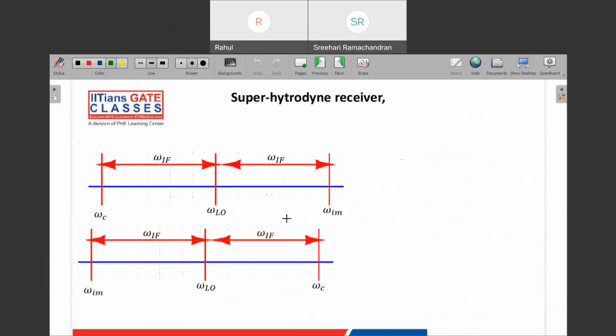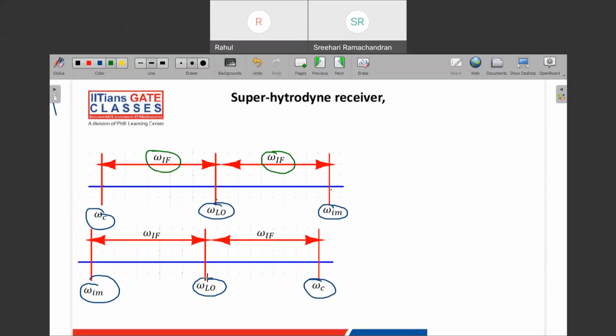So here it is just a graphical representation of the image, the LO, and our RF signal, the signal that we want to receive. There are two scenarios here. In both scenarios, omega LO is centered. In one case, the image has a value more than omega c. In the second case, omega c is more than the image. But one thing is the same: the distance between omega LO and omega c is omega IF, and the distance between omega LO and omega image is also omega IF.